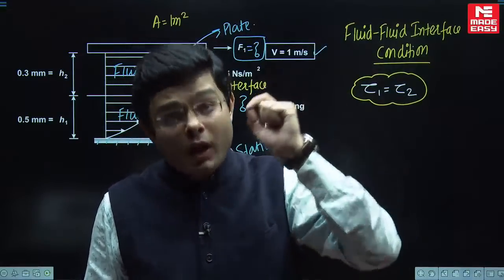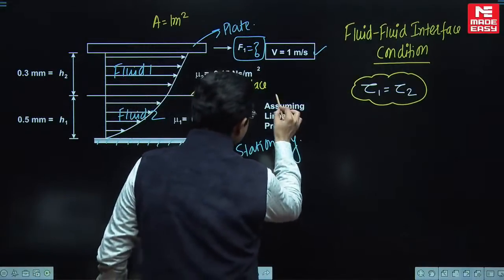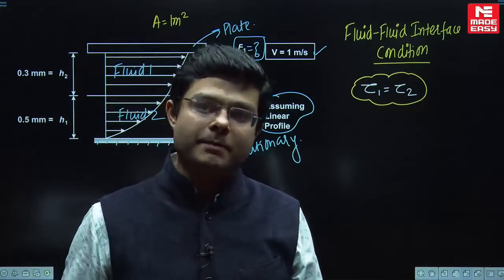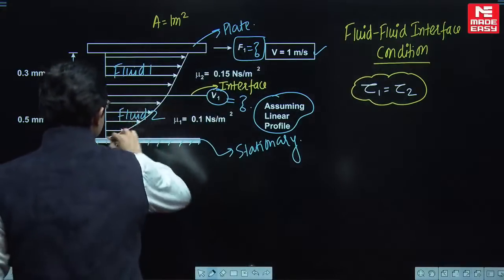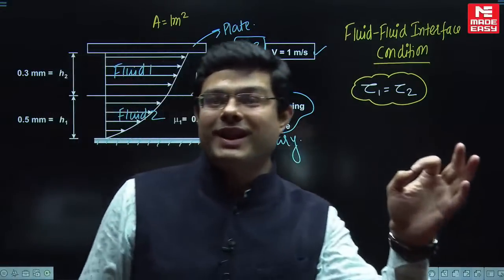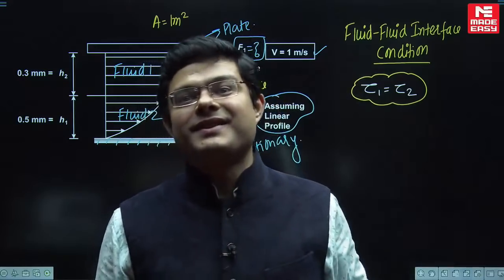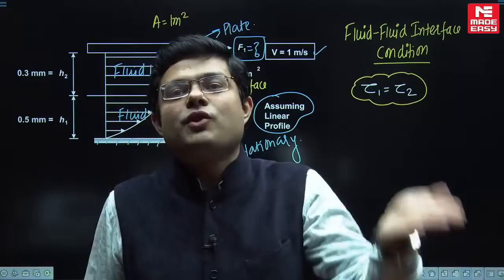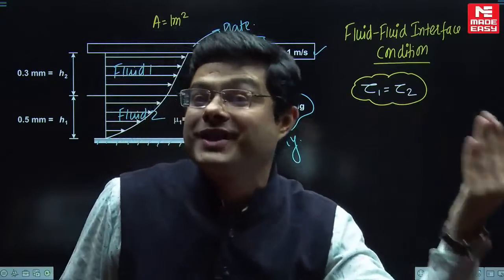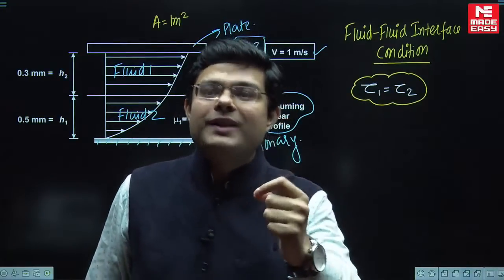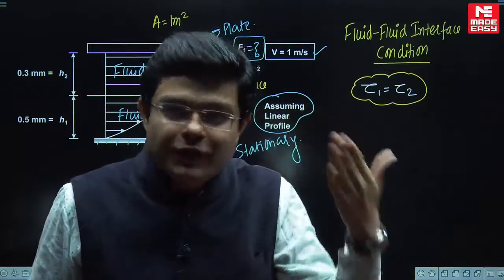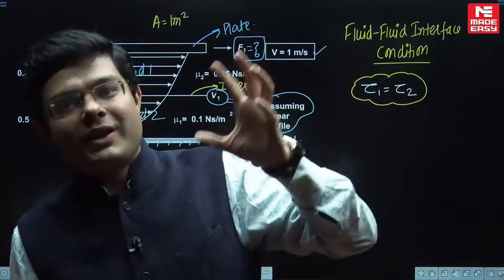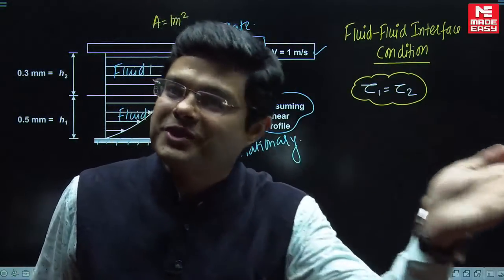Excellent. Again, this F is equal to mu AV by Y that you have written is applicable only when the things are having a linear profile. And if you remember from our classroom, the shear stress distribution in between a stationary and moving plate is always one order less than the velocity distribution. If your velocity distribution has a power of 2, a parabolic velocity distribution, then the shear stress distribution is going to be one order less than that. So the shear stress distribution will be linear.